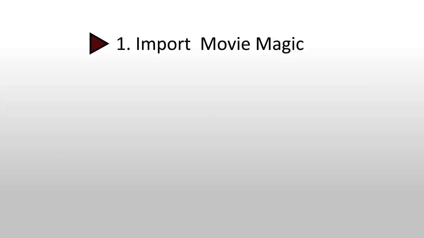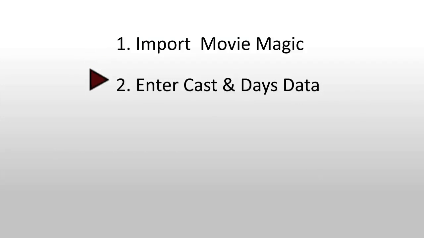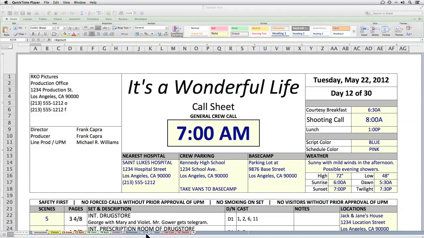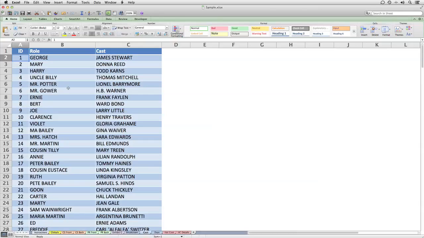The next step is that you're going to enter your cast data and your days data. And those are located both right here, the little blue tabs, cast. And this is just manual data entry. It's fairly straightforward. You just go through and you type in all your character numbers, your roles, and your cast names, and you're done with that.